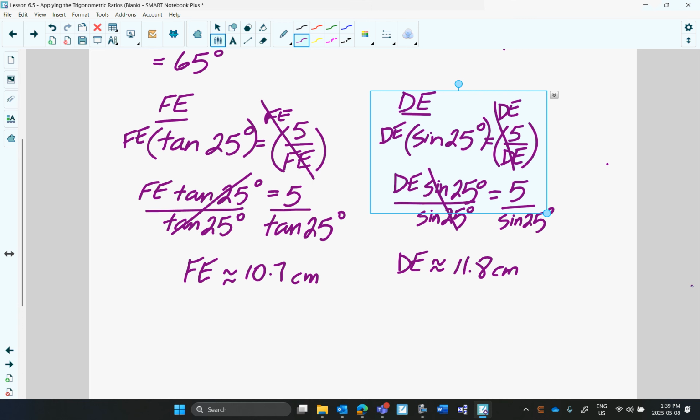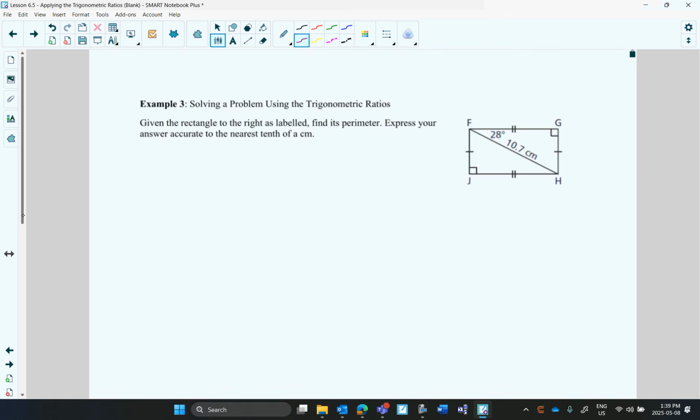Last question. We've got a rectangle. And you are given a couple of measurements inside the rectangle. If you drew a diagonal from one corner to the other, the length is 10.7. The angle between the diagonal that you drew and this length is 28 degrees. Okay.